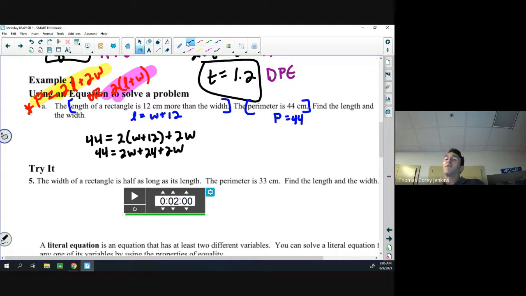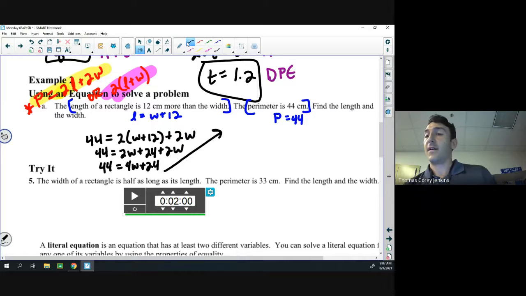That gives me 44 equals 2W plus 24 plus 2W. Now combine like terms. So at that point, we have 44 equals 4W plus 24. And now we just have a pretty simple two-step equation. I'm out of room, so I'm going to continue my work over there.